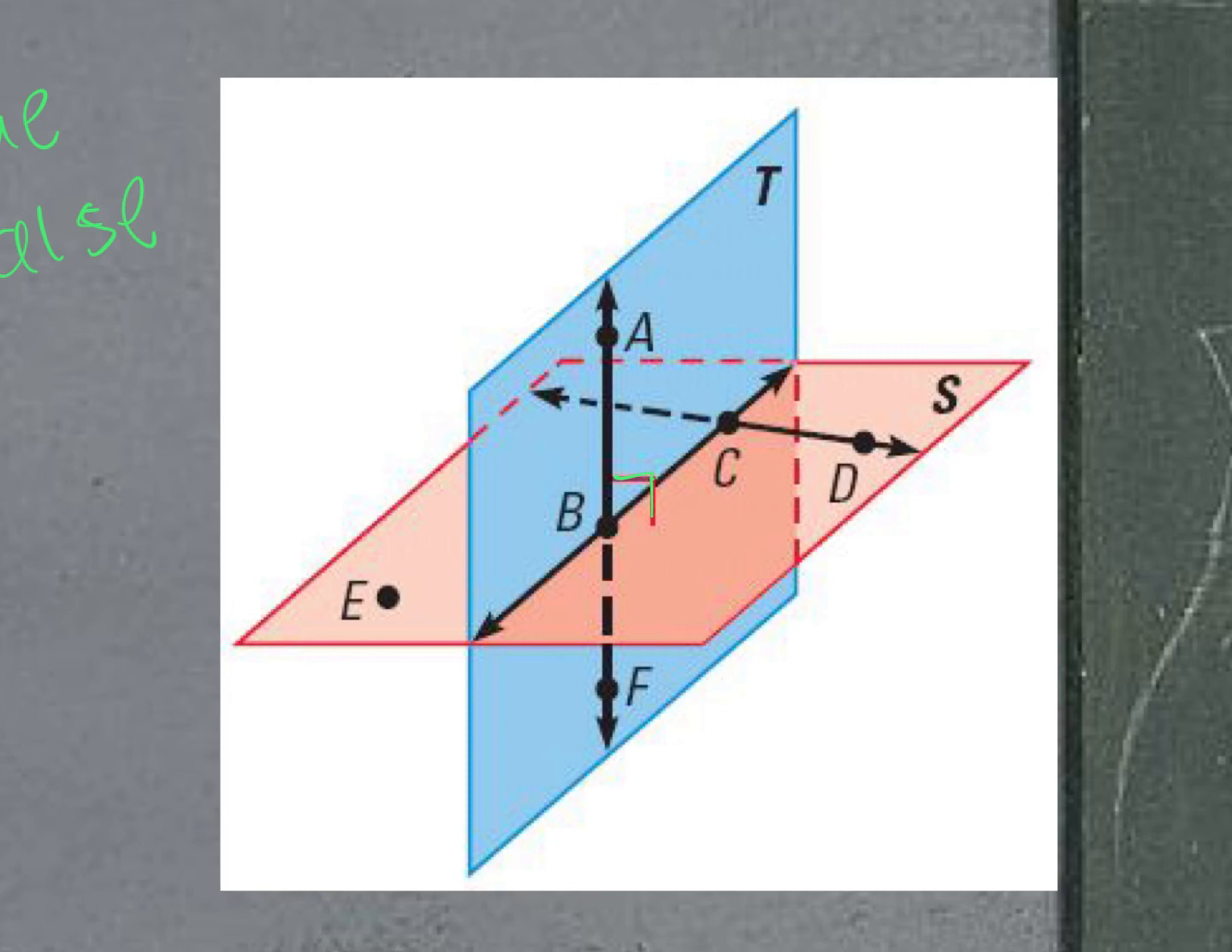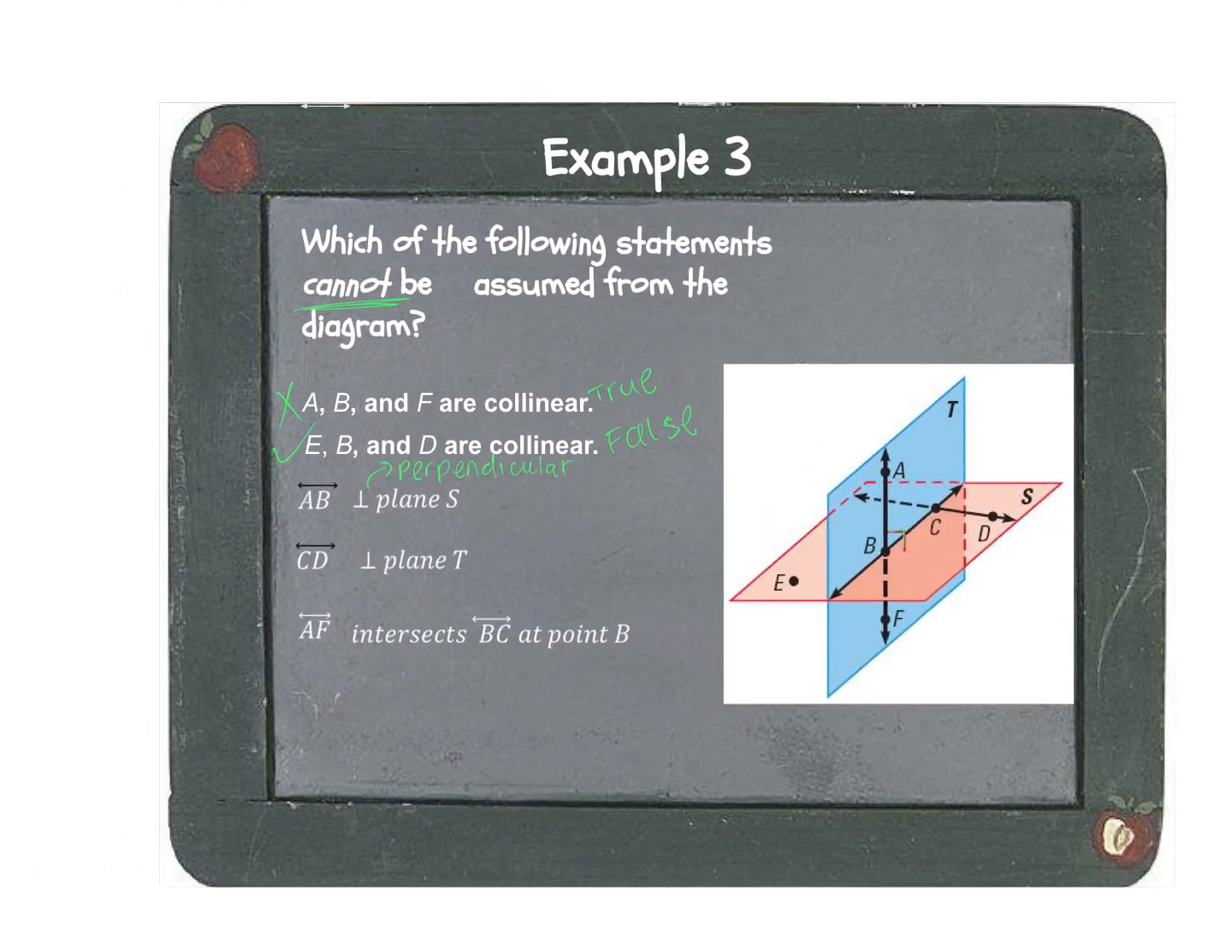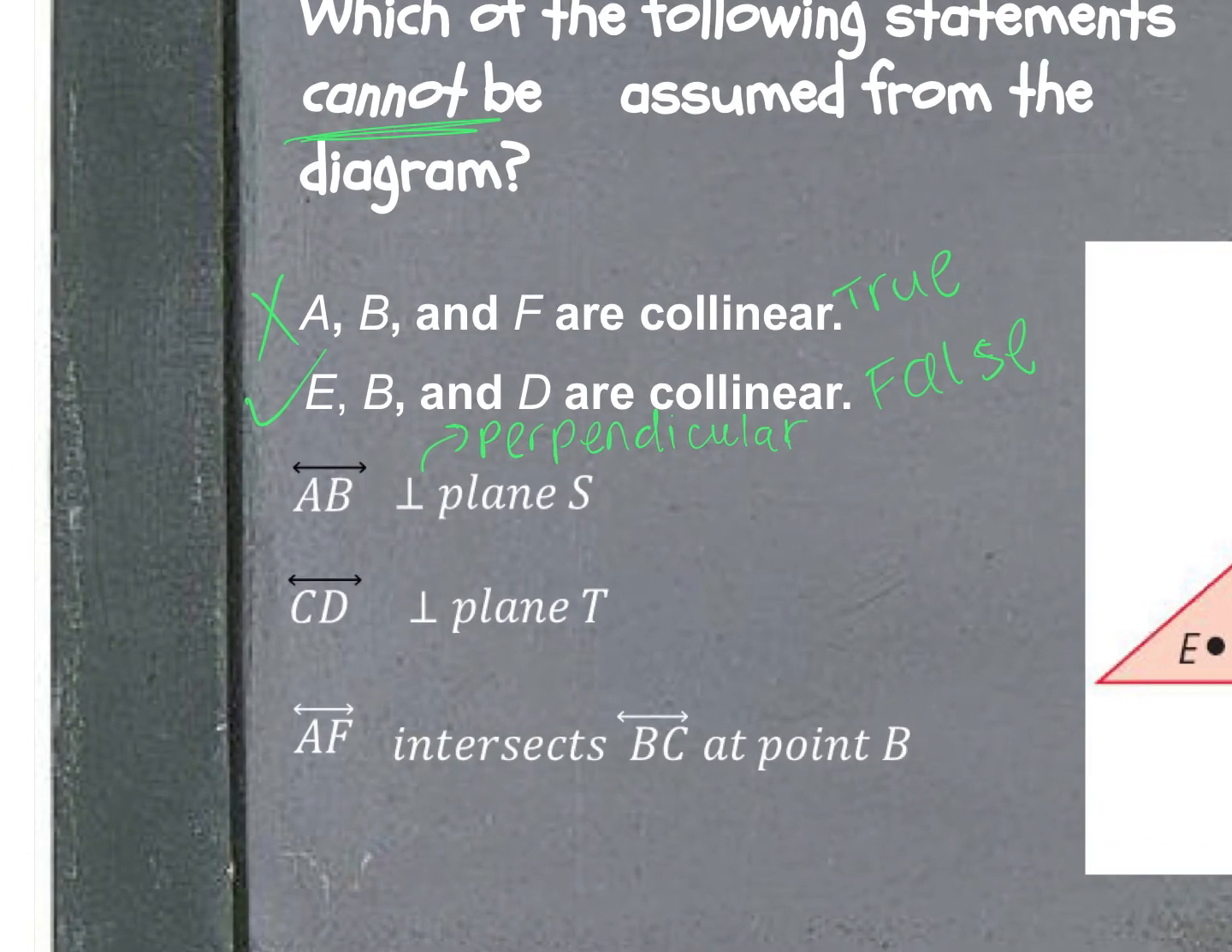Okay, so if this line AB is perpendicular to the entire plane S, any line that's in S that goes through the point B is going to be perpendicular to that line. Does CB lie in the plane S? Yeah. Is CB going through the point B? Yes. So these two have to be perpendicular as well. Okay? This is tough to visualize, but this is a true statement. Are we going to put it as an answer? No.